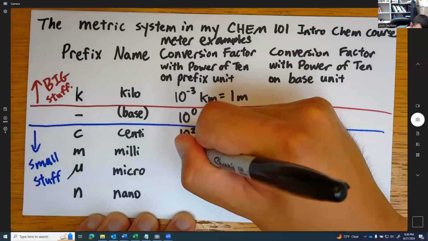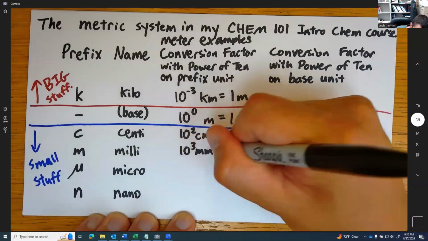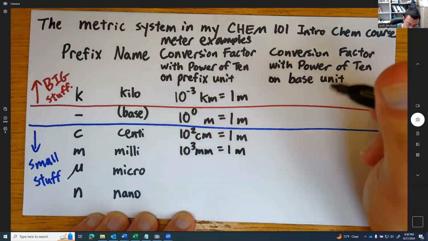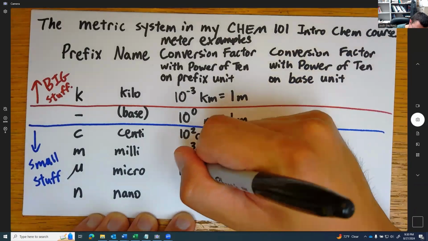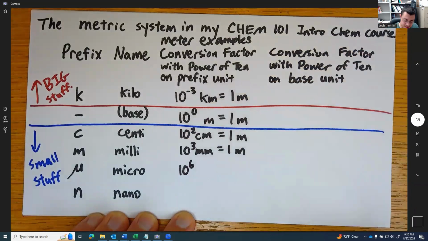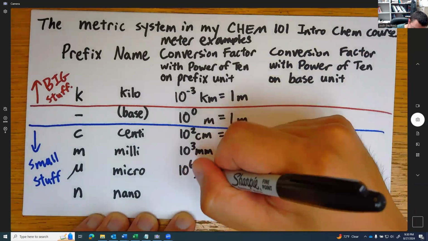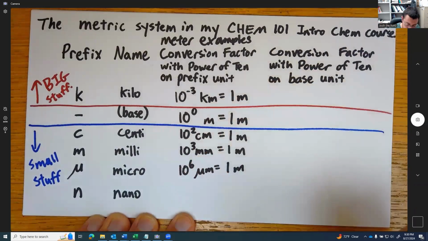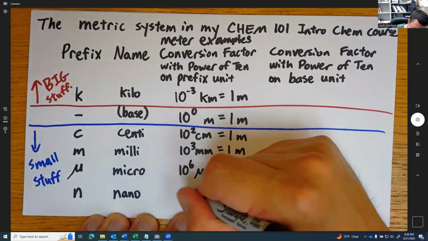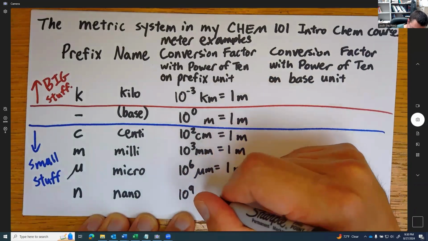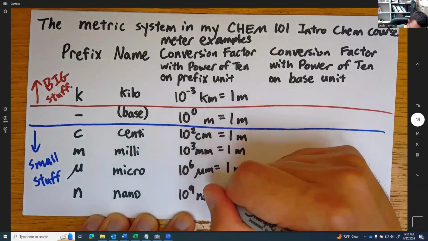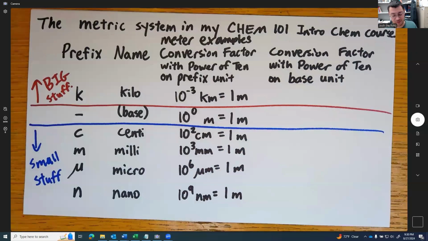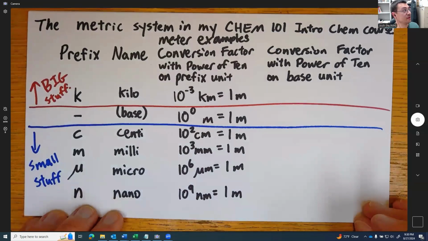Similar idea with the millimeters. We need 1,000 millimeters, 10 to the third power, to make up 1 meter. We need 1,000,000 micrometers to get to 1 meter. We need 1,000,000,000 nanometers in order to be equal to 1 meter. All right, I'll pause there for a bit, let that sink in.